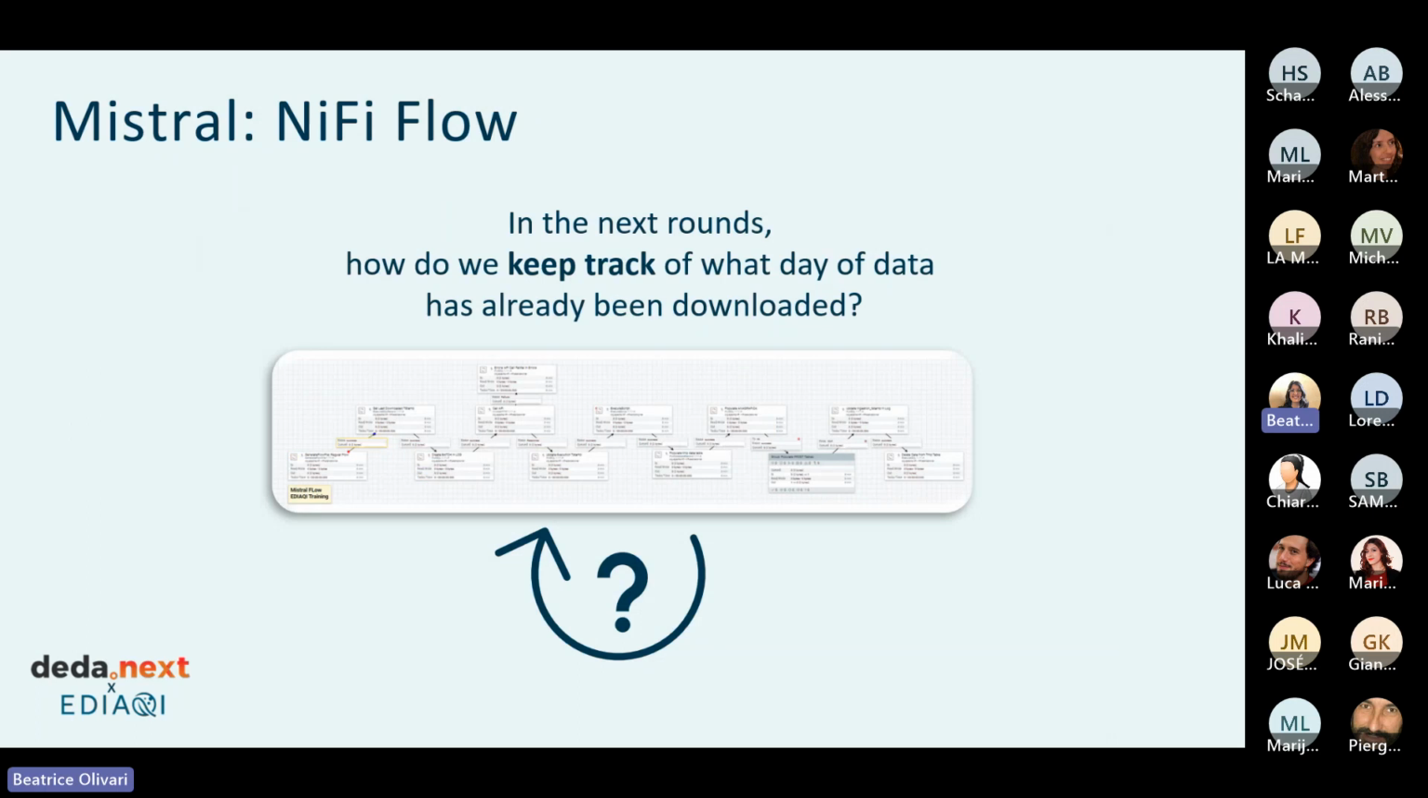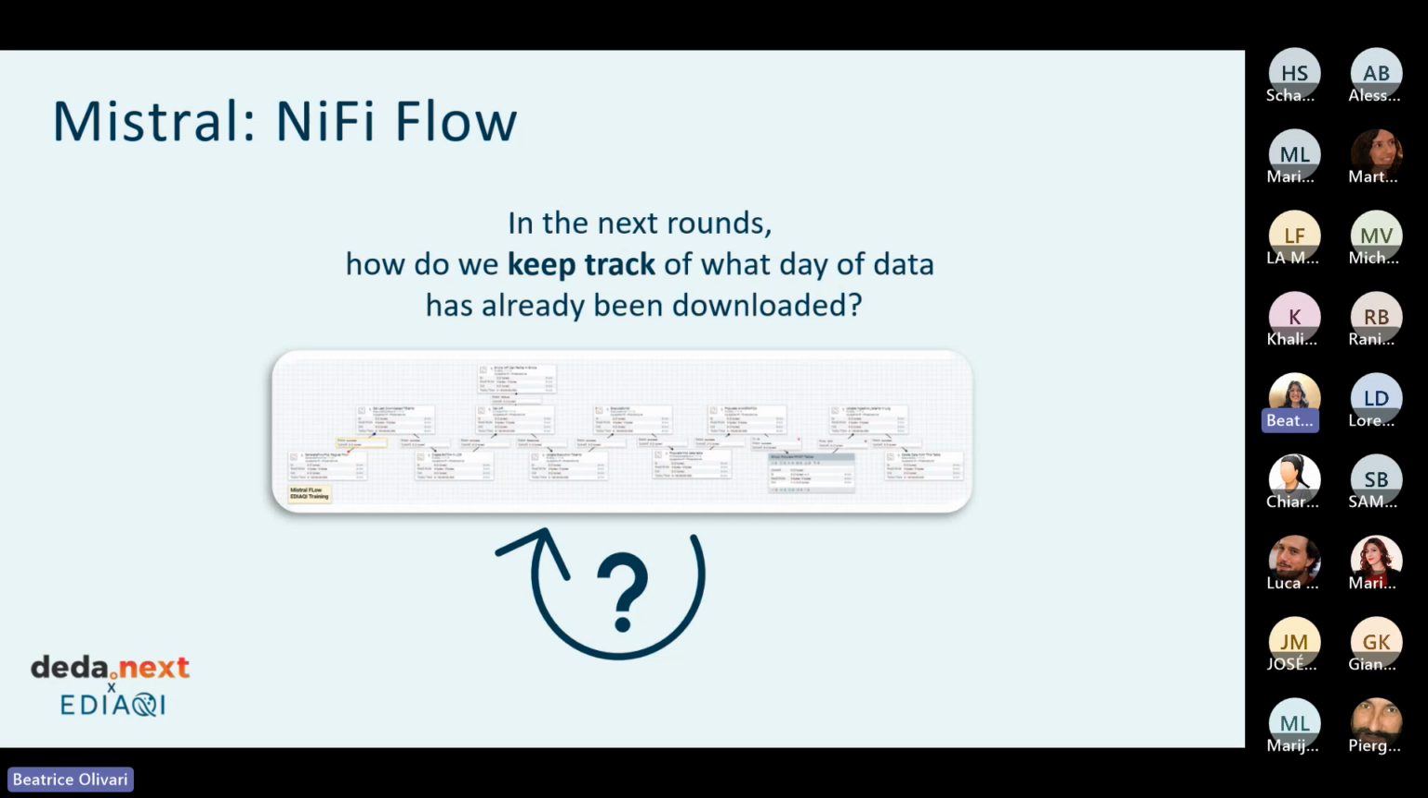Okay, now the flow file, let's say the flow file does its work, it goes throughout the flow, and it downloads the first day of data. So now we will have all the data that we need from the 1st of January. What happens the second time?